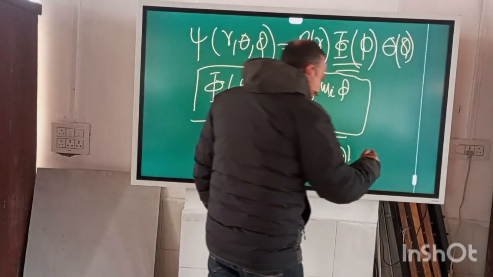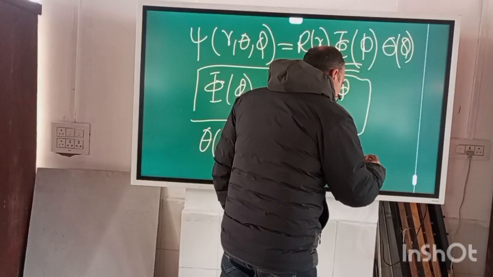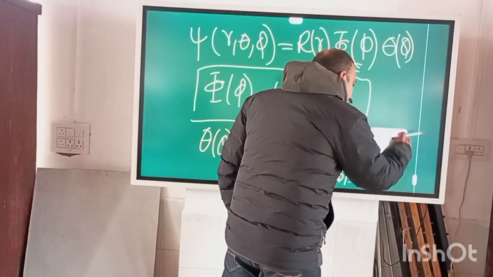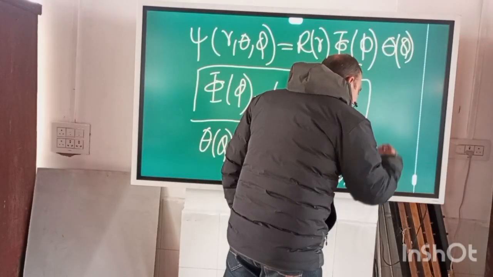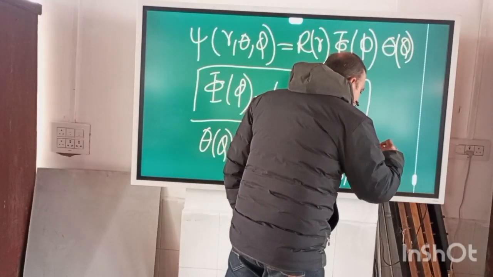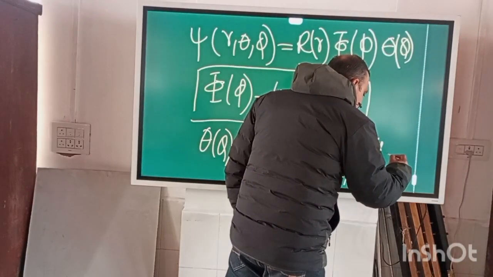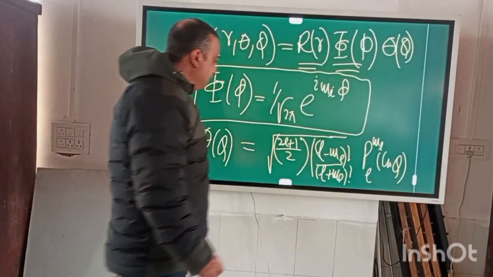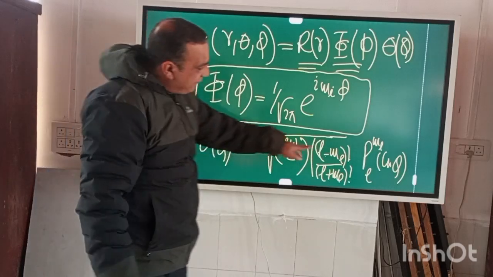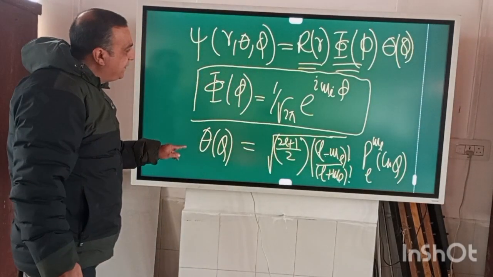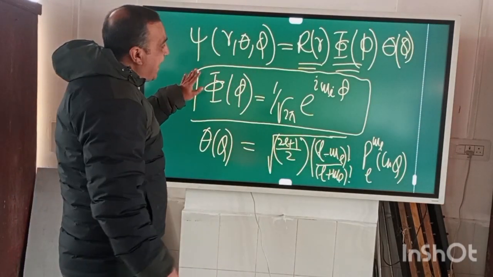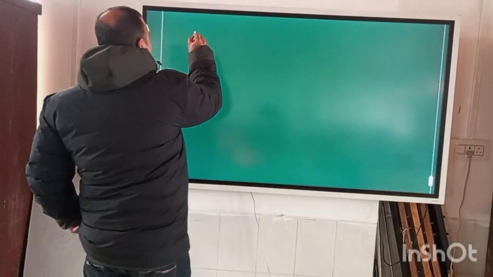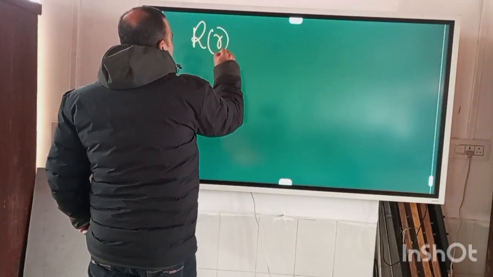Legendre's polynomial, P of l ml of x. For x, I'll write cos theta. Right? So this we evaluated. This is our Theta of theta, and this is our Phi of phi, and we evaluated R of r as well. And you can see how crazy it's going on. So we have R of r. What was that?